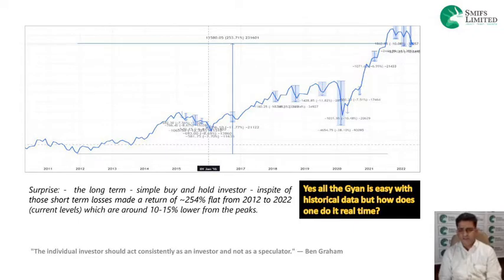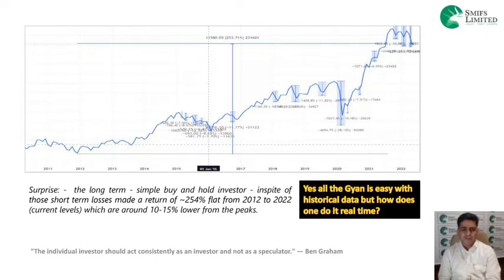Now, yes, all the gyan is easy with historical data, but how does one do it in real time? That's the question most would be asking. These are data points that would be shown to you quite often across various presentations, that you could have bought Nestle during the IPO, Infosys during the IPO, but how do you buy an Infosys during the IPO? I think that's the question that most people don't have an answer to.